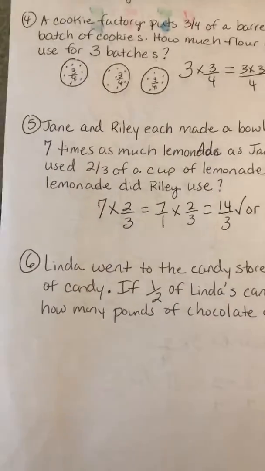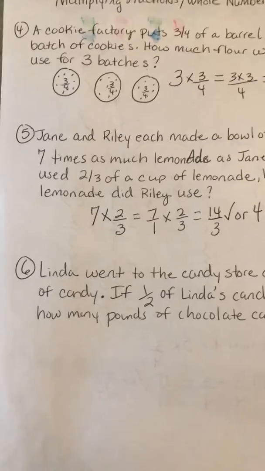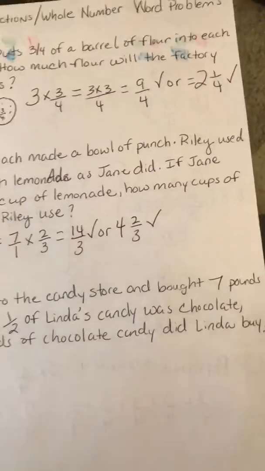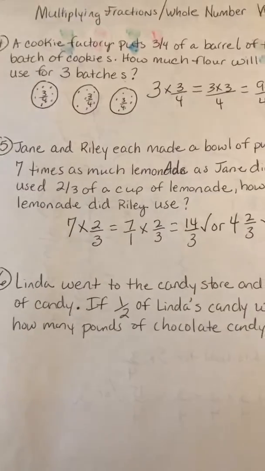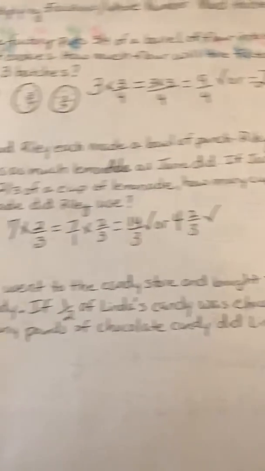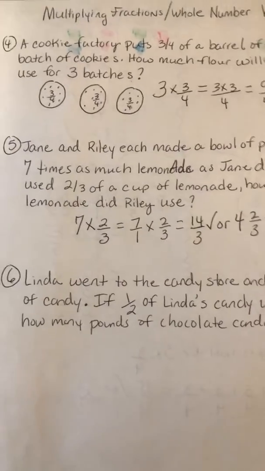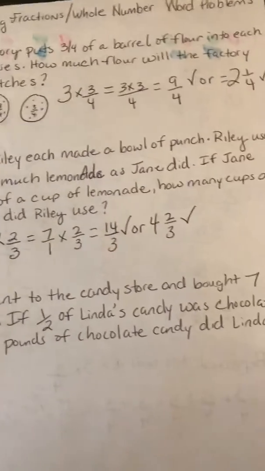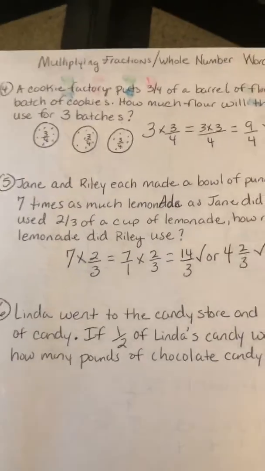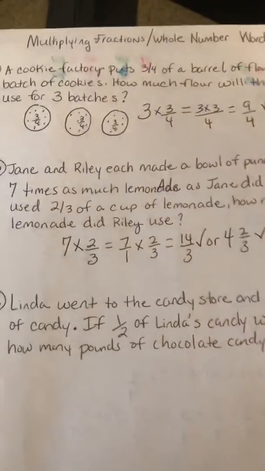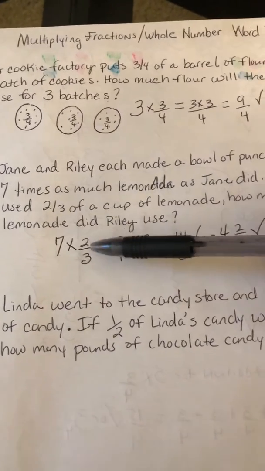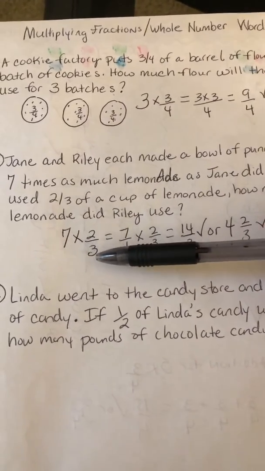Okay, let's look at number 5. Jane and Riley each made a bowl of punch. Riley used 7 times as much lemonade as Jane did. If Jane used 2/3 of a cup of lemonade, how many cups of lemonade did Riley use? Okay, that 7 times as much is a giveaway because we know we're multiplying there. Okay, so that's why my problem is set up as 7 times 2/3.